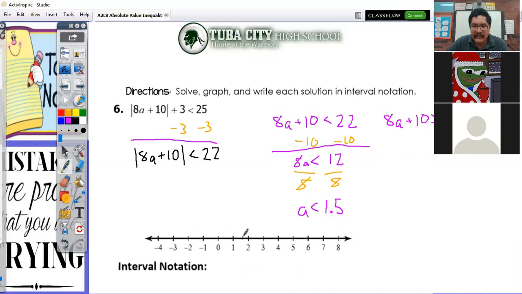So 1.5 is going to be right here. And it means I'm going to have to go this way. And again, right now we don't know whether it's going to be towards each other or away from each other. At this point, it could be either one. All right, start solving this side here. So 8a greater than, and then they're both negative, so that's going to create a larger negative number.